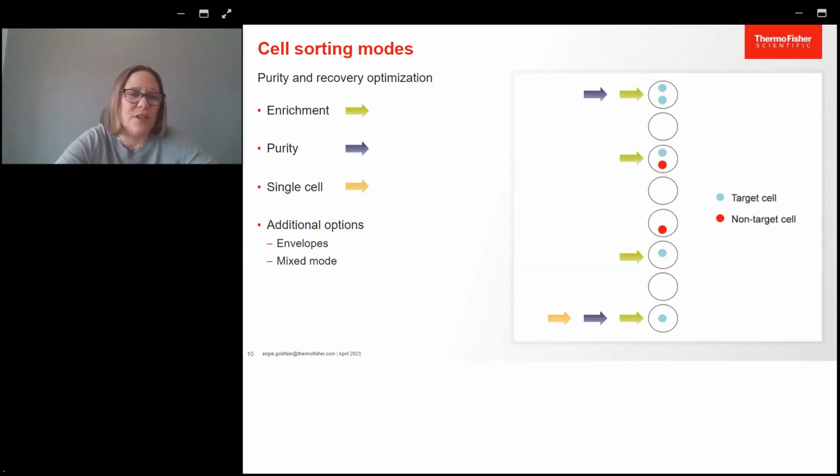Some systems have additional options where you can adjust the window used to make that sorting decision, the droplet envelope, the number of drops we're sorting, or even collect aborts in a different tube. That's called mixed mode on a lot of instruments, where we can sort at a high purity in one direction and collect the aborts in another direction. This allows you to have a really good balance between both purity and recovery.